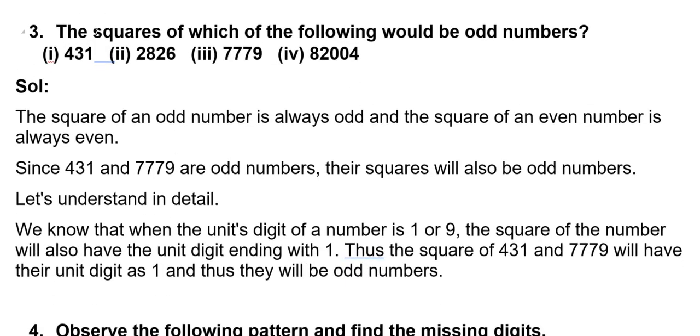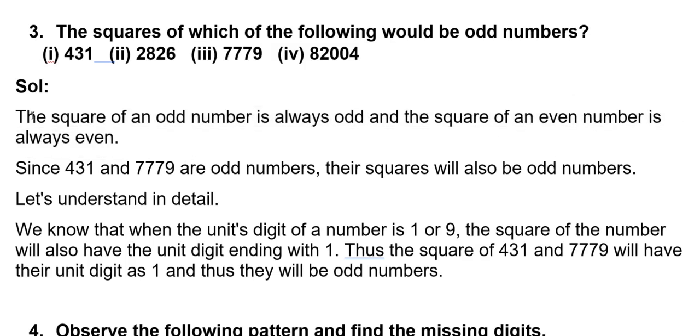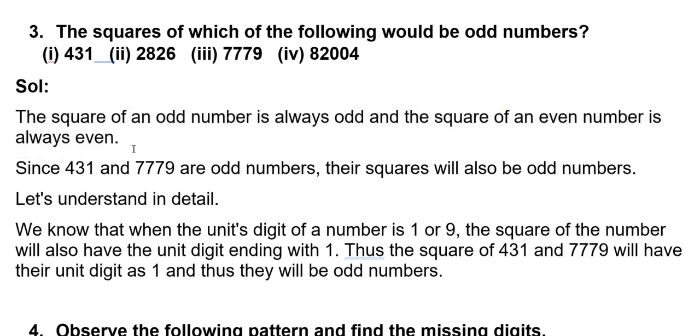Third problem. The squares of which of the following would be odd numbers? 431, 2,826, 7,779, 82,004. Solution. The square of an odd number is always odd, and the square of an even number is always even. Okay.